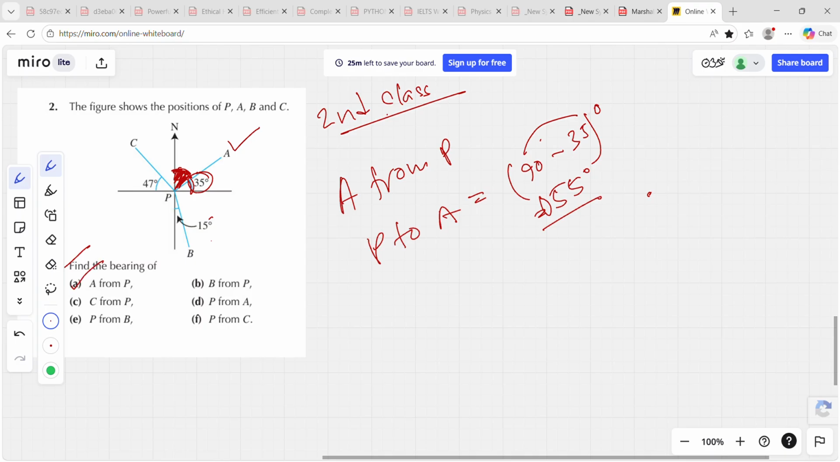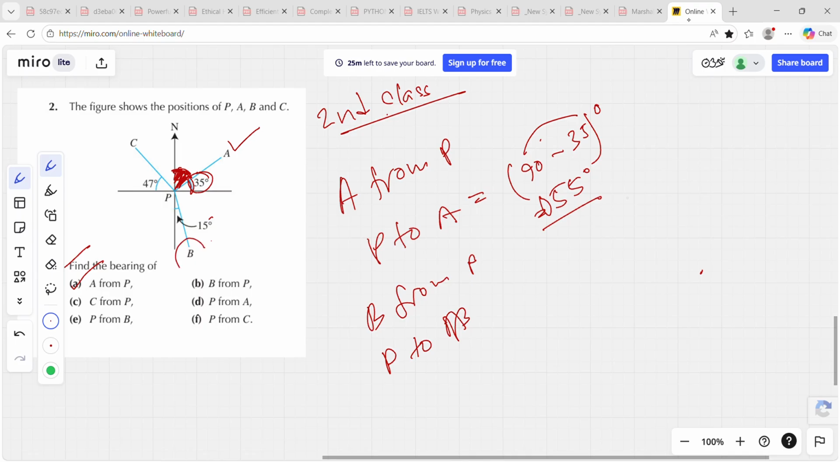The second question asks for B from P. If they ask B from P, that means this is point P and this is point B, so you have to go from point P to B. You need to calculate it from the north side. Now, B from P or P to B, you have to find the B in the figure.